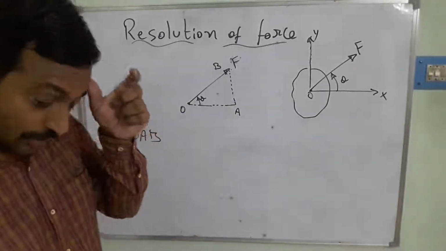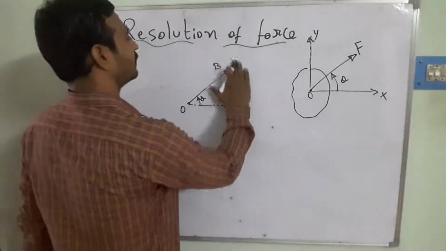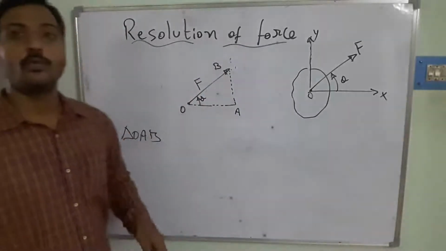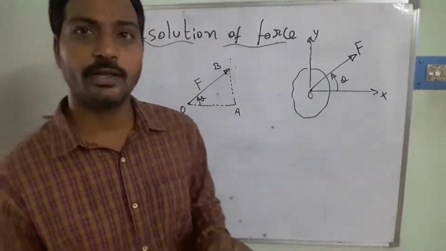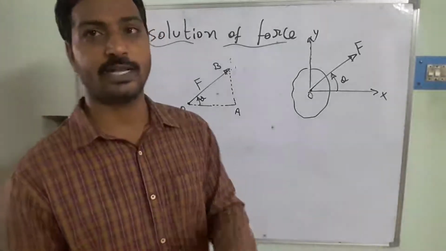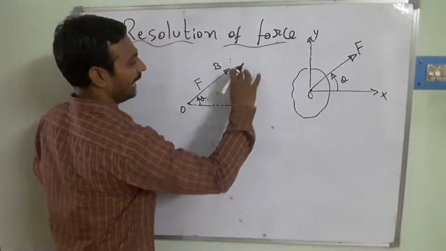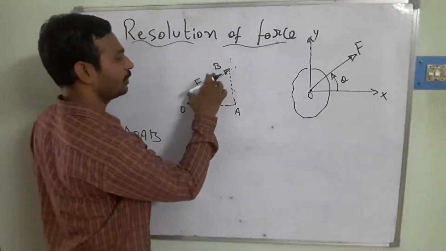That magnitude, how we are going to be finding here, because the force F is going to be acting towards this side. For this one we are using trigonometry, the sin theta or maybe the cos theta. If I am going to be taking the sin theta, this is going to be the opposite side AB by the hypotenuse OB.